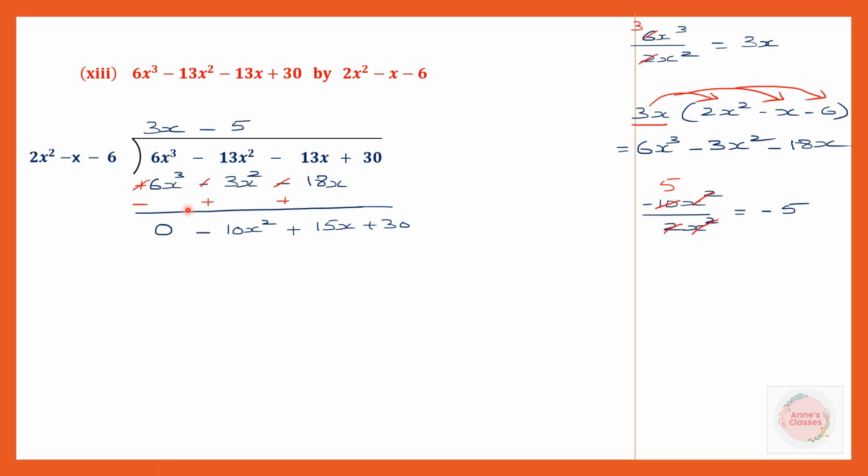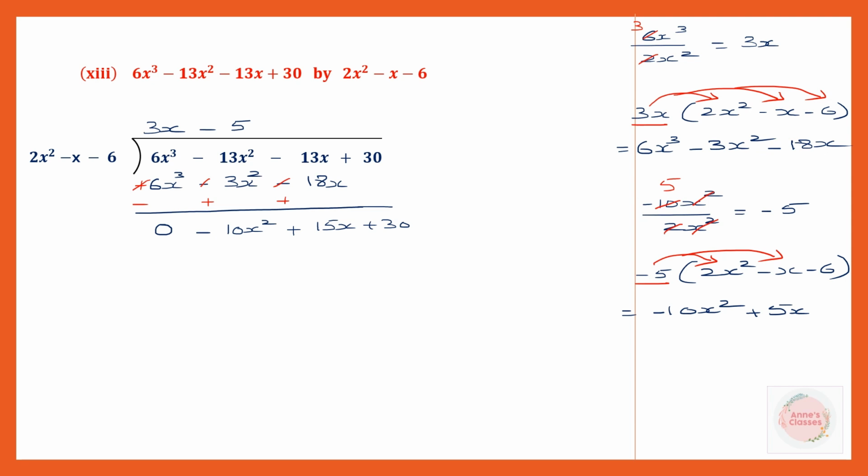Now we take minus 5 and multiply it with every term in the divisor. So let's do that. Minus 5 into 2x square minus x minus 6. Multiply minus 5 into 2x square. The sign is minus. 5 2s are 10x square. Multiply this into minus x. Minus into minus is plus. 5 into x is 5x.